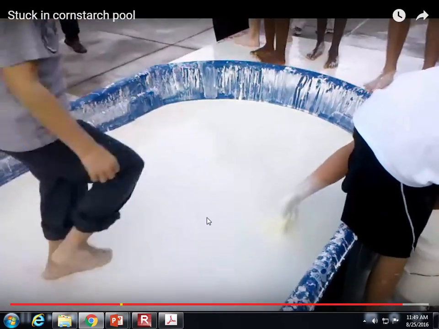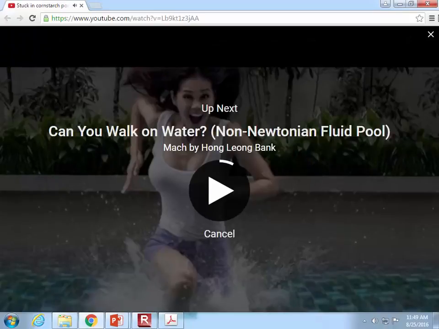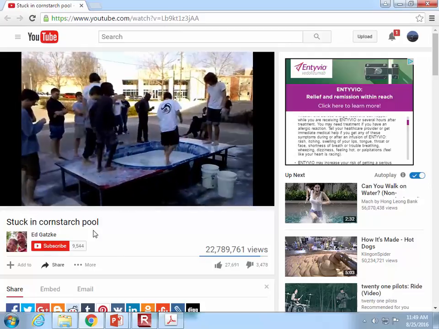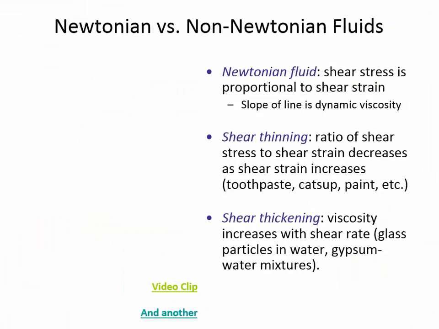All right. You get the idea. So it's an interesting fluid. Let me see this one. All right. Here's another one of non-Newtonian fluid.